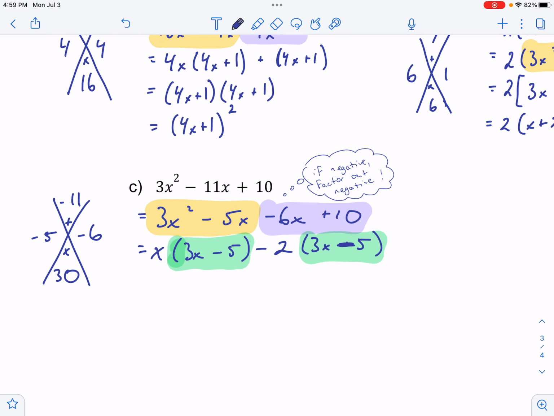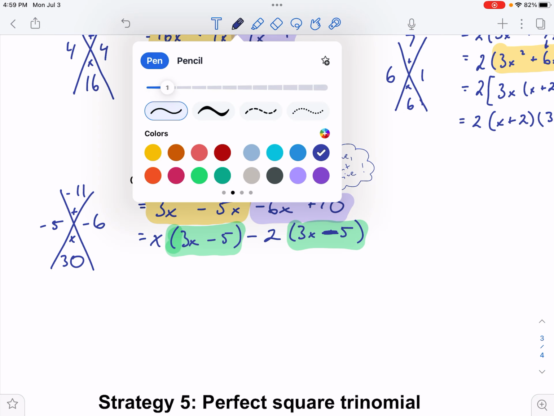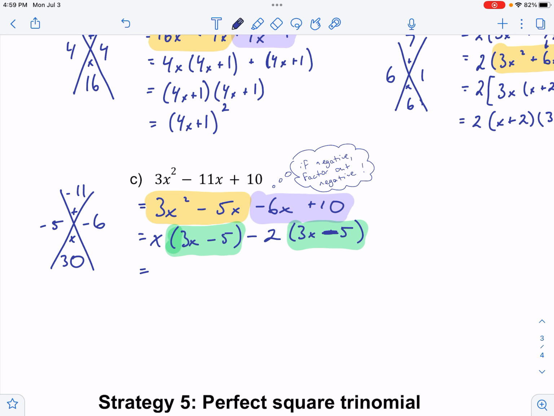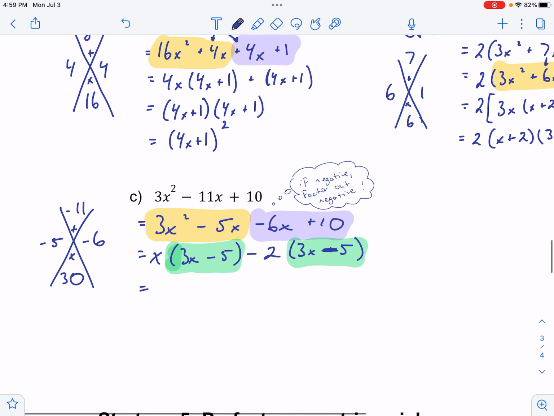It's always best. It's going to make things easy. I promise it's going to work every time. Okay, let's finish this off before we finish off our last strategy. So I've got a 3x take away 5, and x take away 2 as my final answer here.